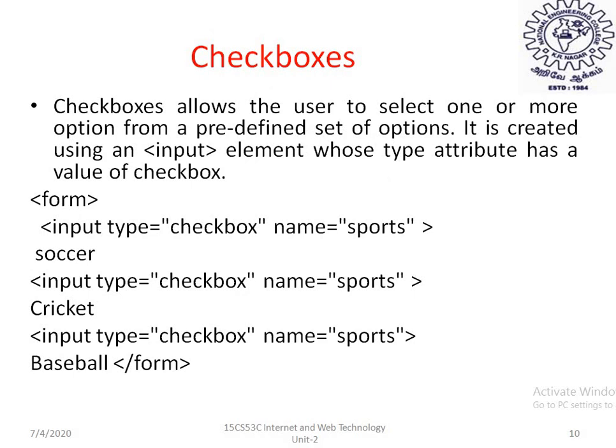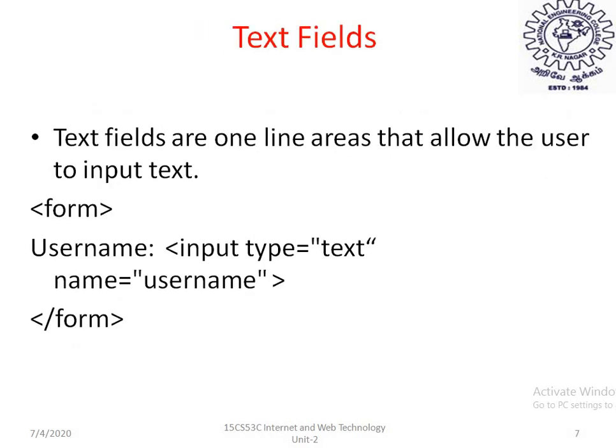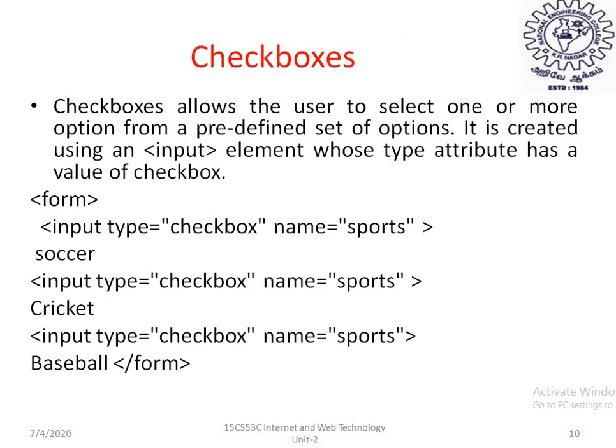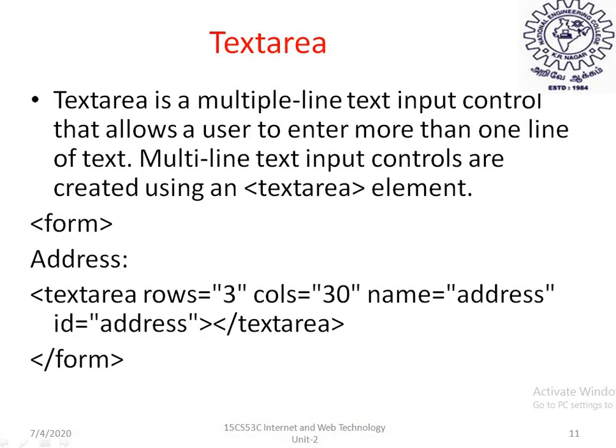So far we have seen text fields, password fields, radio buttons, and checkboxes. All these fields you can create by using an input element. So input type equal to checkbox, input type equal to radio, input type equal to text, input type equal to password. These are all the various input fields that can be created by using the input tag. The next thing we are going to see is the text area.